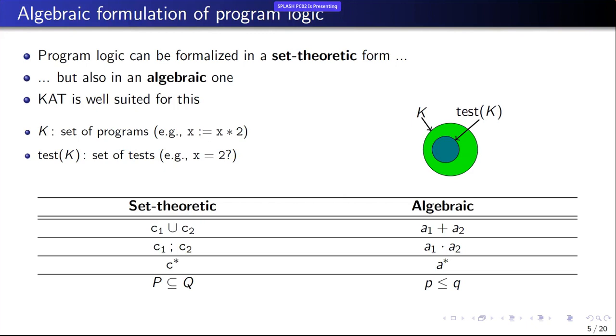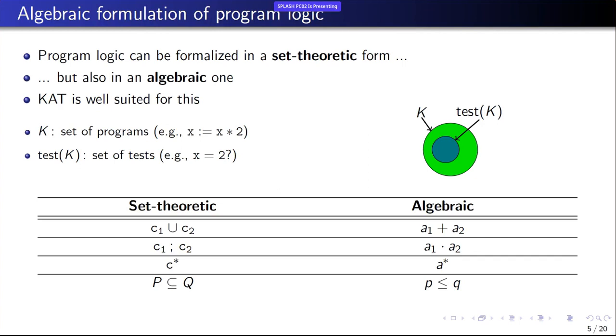There is also a subset of a KAT called the set of tests. Tests have the purpose of representing conditions in the KAT, and as tests are a subset of the KAT, they are also programs. In particular, they are programs representing Boolean filtering corresponding to the proposition. There is also a partial ordering defined on this KAT, which corresponds, in the set-theoretic framework, to inclusion.